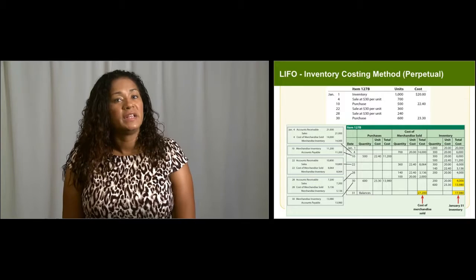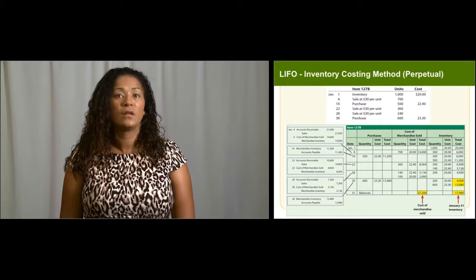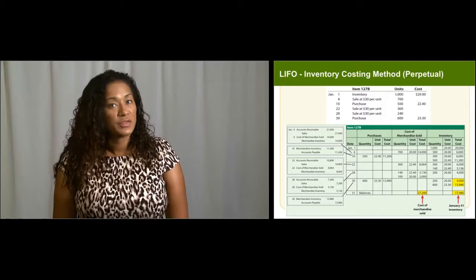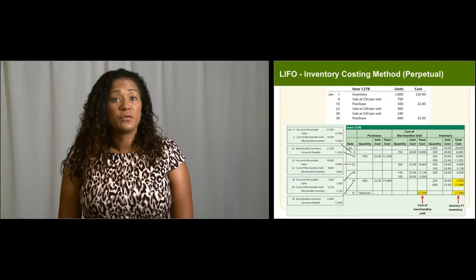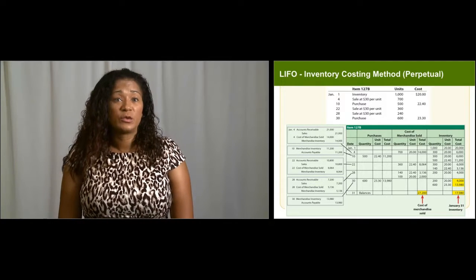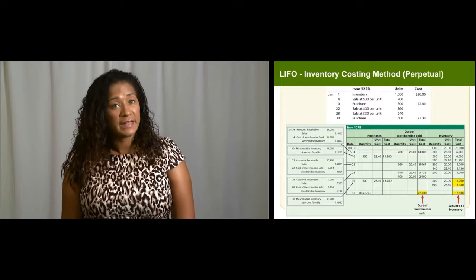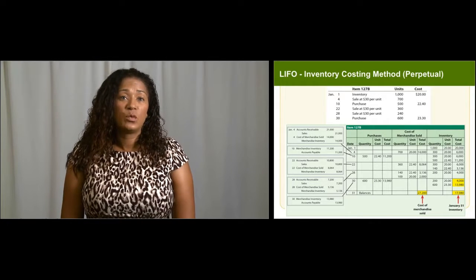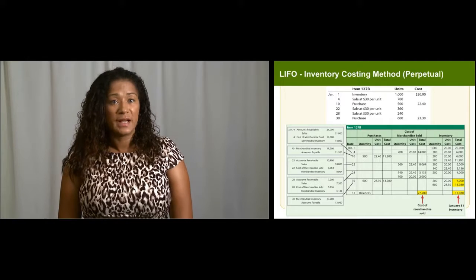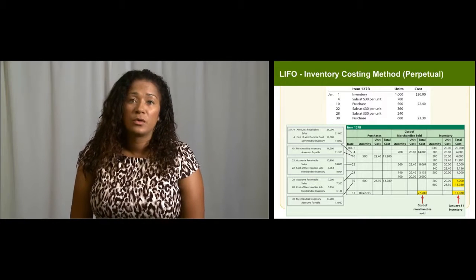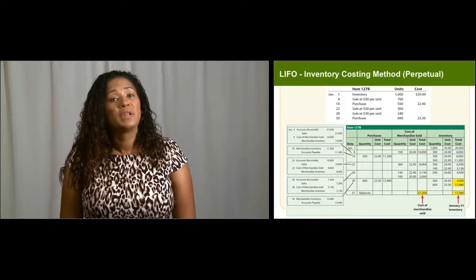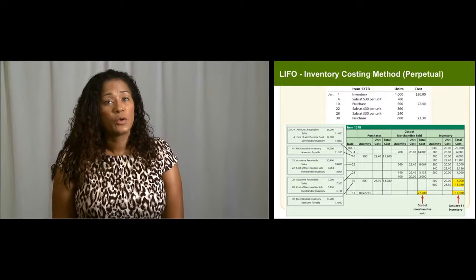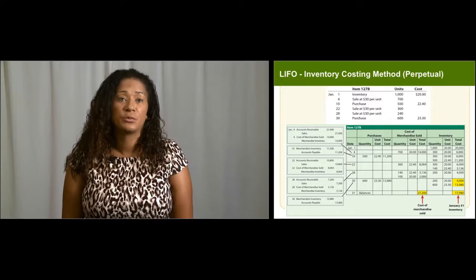Now we need to determine how many of the 500 units purchased on January 10th are left after we filled the order of 360 units. We simply subtract 360 from 500, which should be 140 units. Now in the inventory section of the report, enter 140 in the quantity column, $22.40 in the unit cost column, and then $3,136 in the total cost column. In summary, after the order of 360 units is filled, the company's inventory balance is made up of 300 units at a cost of $20 per unit and 140 units at a cost of $22.40 per unit.